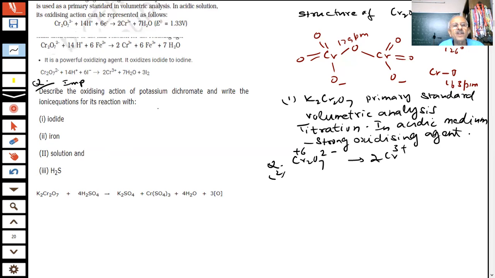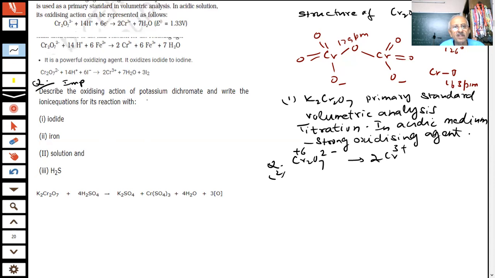And dichromate is converted from +6 to +3. Iron is Fe2+ to Fe3+. So we have to be able to write these reactions. Then in solution, we have already shown how, if it is H2S, then hydrogen will be removed, releasing sulfur. So these equations should be learned by the students. Any equation can be asked in the paper.